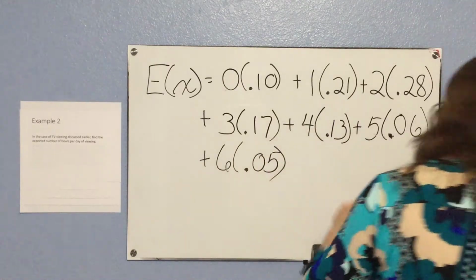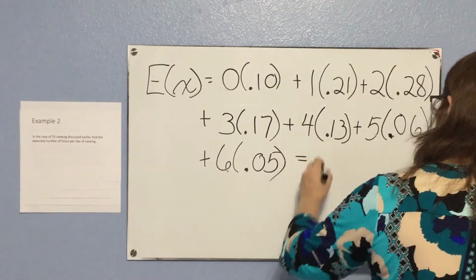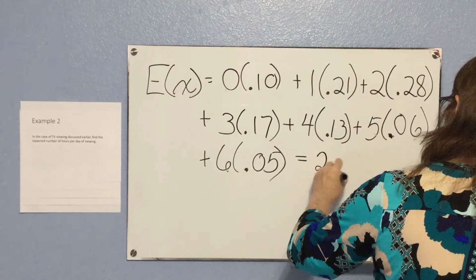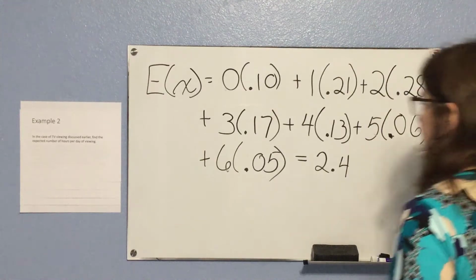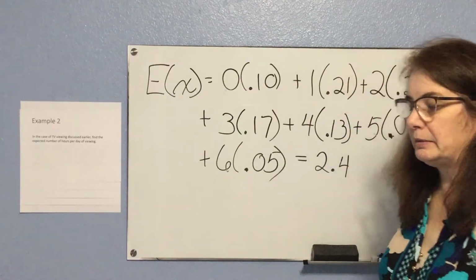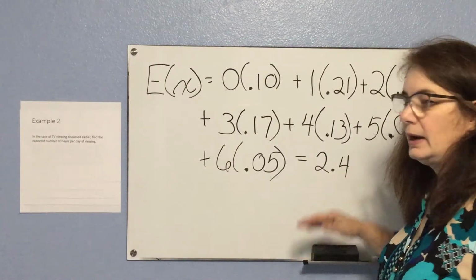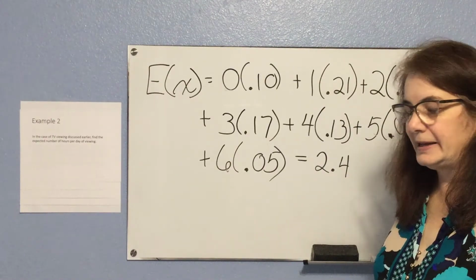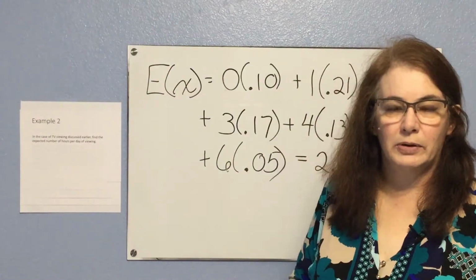Okay, when I multiply and add all that together, I get 2.4. So we could say on the average, the respondents to this survey watch about 2.4 hours of television a day. Pause the video now and work on checkpoint 2.